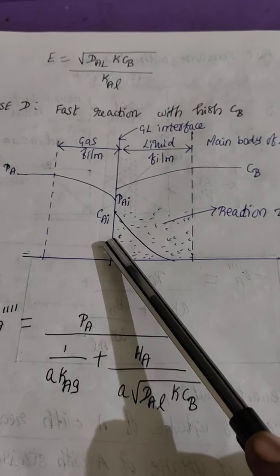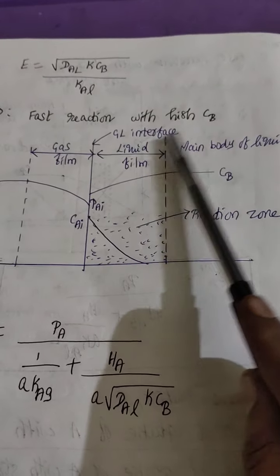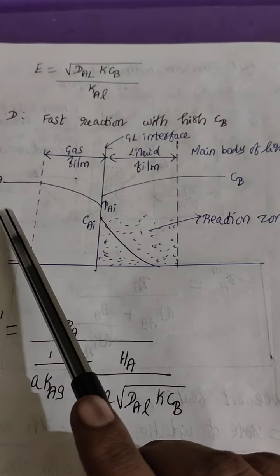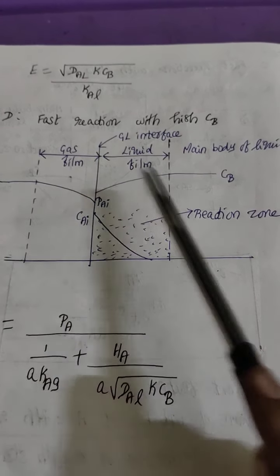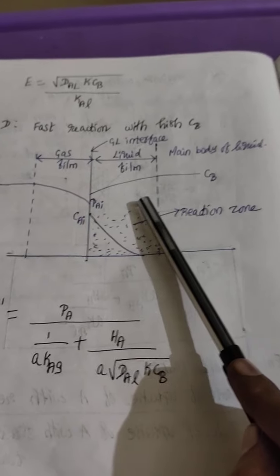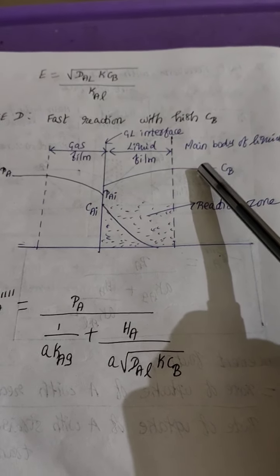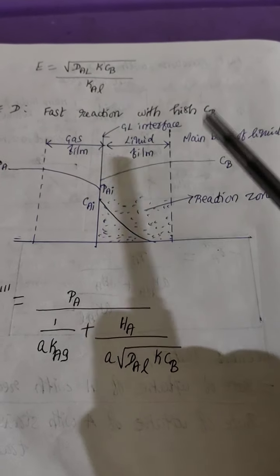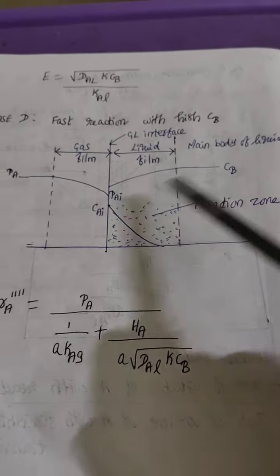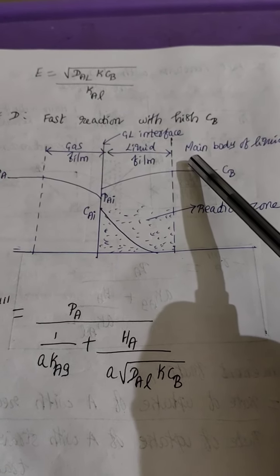So this is going to be the profile diagram. Here it is going to be high Cb. So here you can find that Cb is higher than Pa from the profile diagram. Any further increase in Cb will not affect the rate of reaction. So here you can consider this reaction as a pseudo first order reaction.